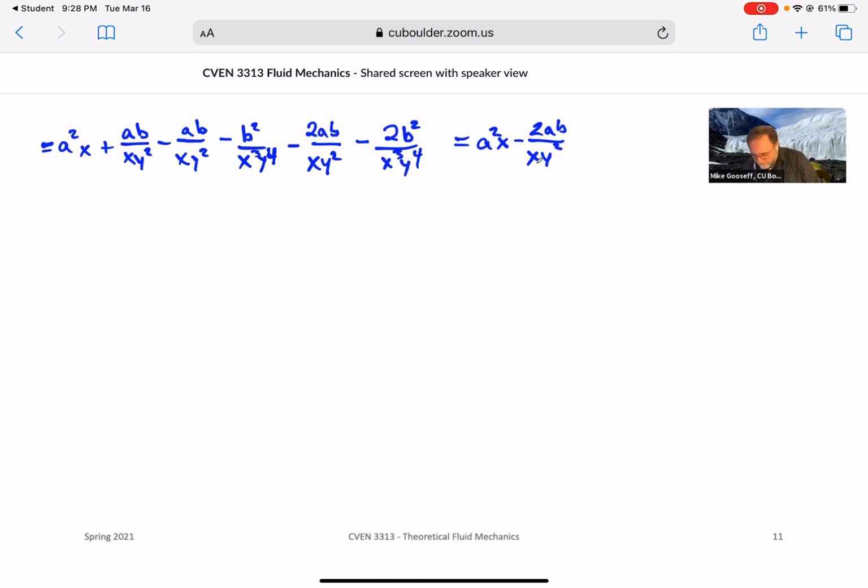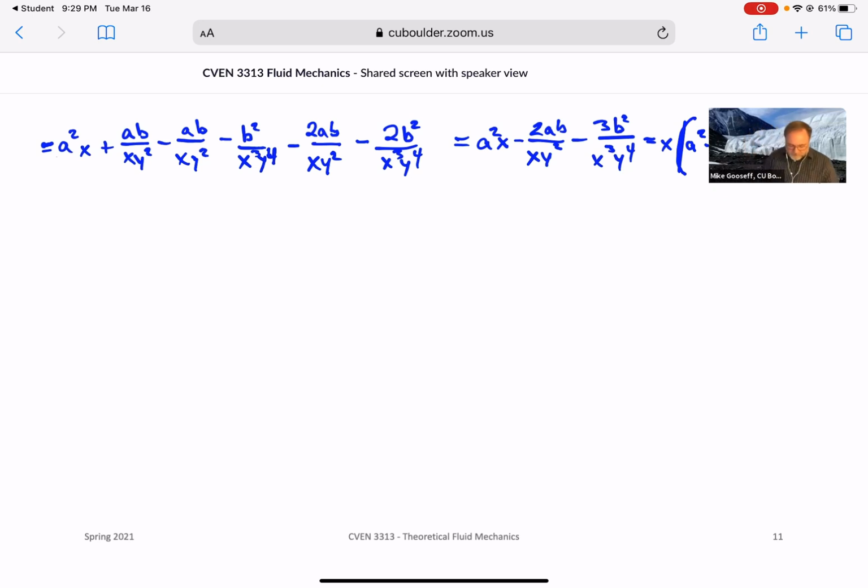And then minus 3b squared over x cubed y to the fourth, which basically comes out to be equal to x times, oops, that's supposed to be a parenthesis, a squared minus 2ab over x squared y squared, and then minus 3b squared over x to the fourth y to the fourth.